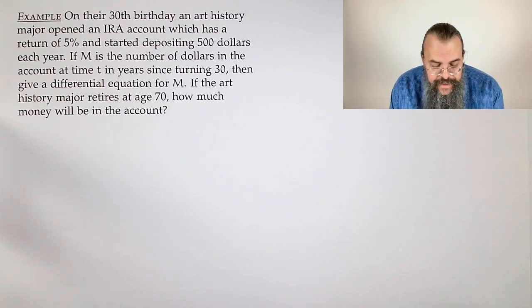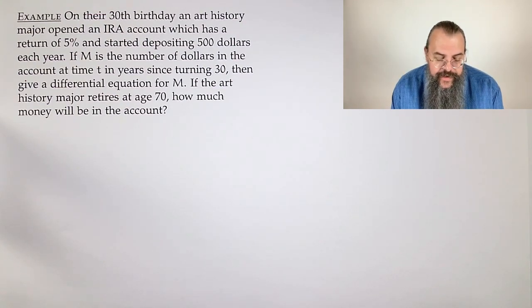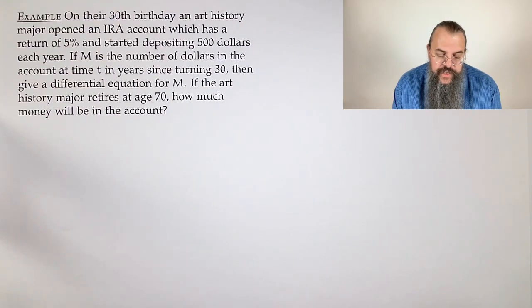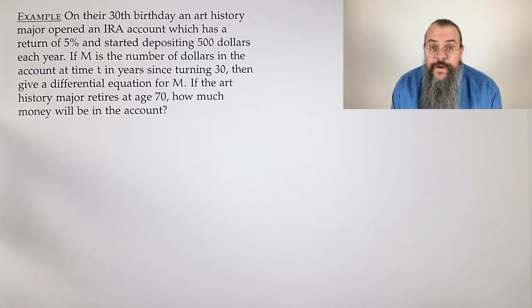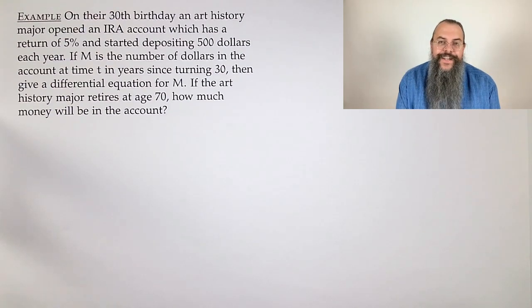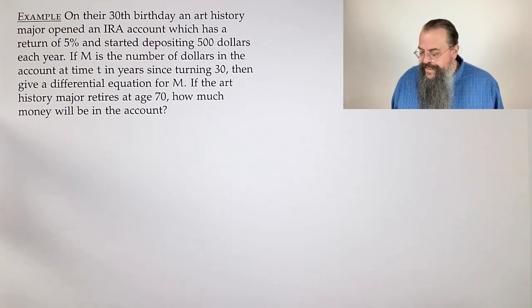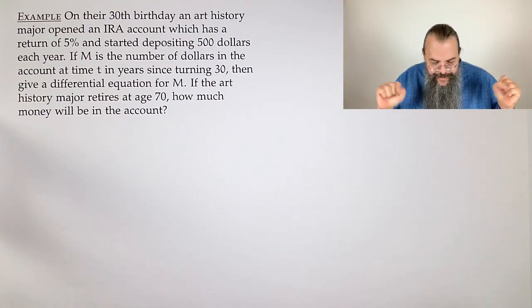So if M is the number of dollars in the account at time t in years since turning 30, then give a differential equation for M. And if the art history major retires at age 70, how much money will be in the account? All right, great. So differential equation time. Time for us to find a nice formula, differential equation. Oh, this will be good.